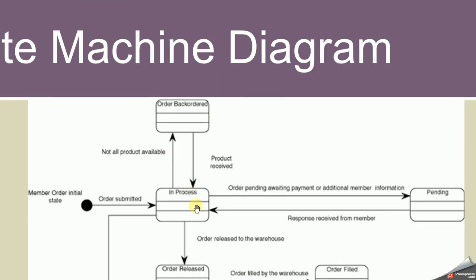From in progress, it can also change state to order back ordered. Why? What will trigger this? When all the products ordered by the customer are not available. So if all the products ordered by the member are not available, it will trigger a change from in progress to back ordered state. And when the products are received, they will trigger a change from back ordered to in progress.